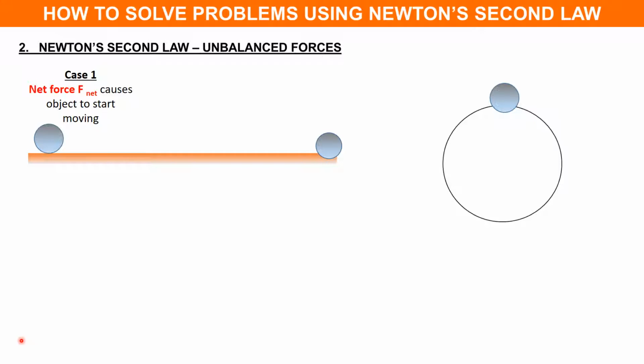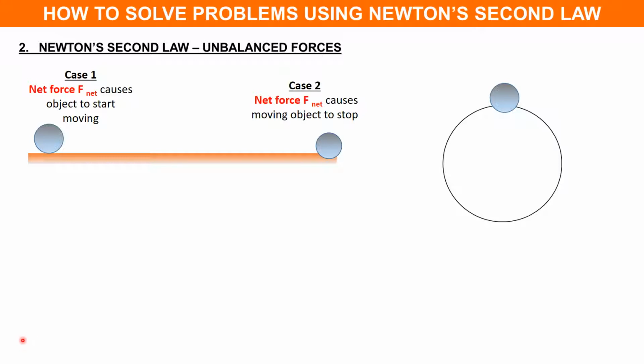Now in case 2, the body was moving with a certain speed, and eventually it stops here. So we say that this body decelerates, and that deceleration is caused by a net force that was acting on this ball to cause it to decelerate. So there's again a presence of net force.